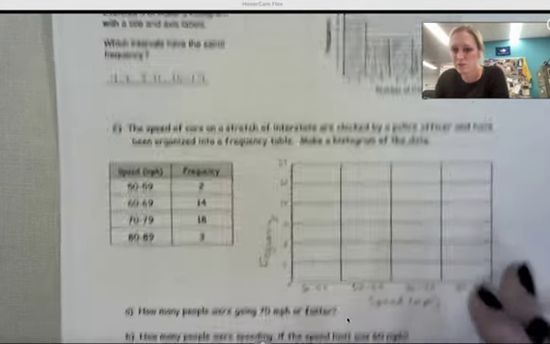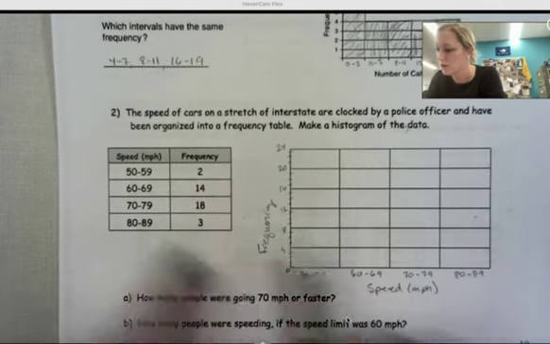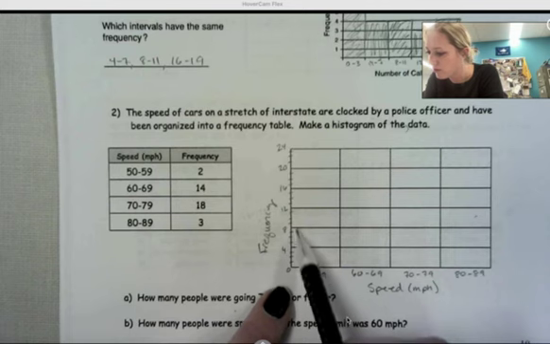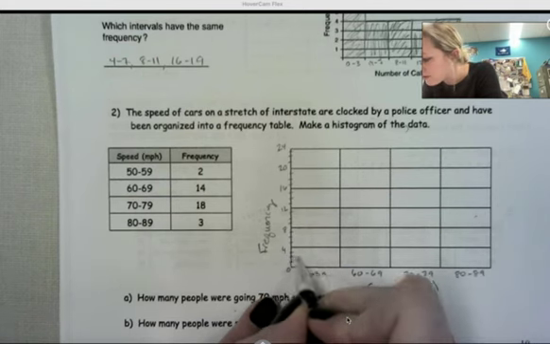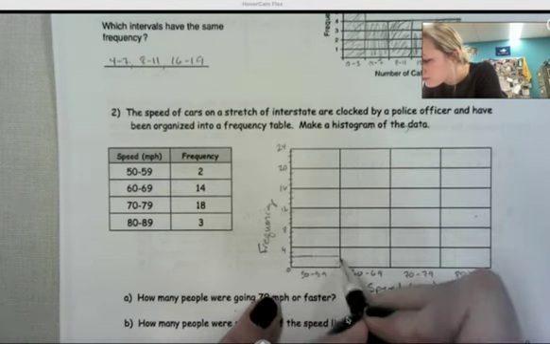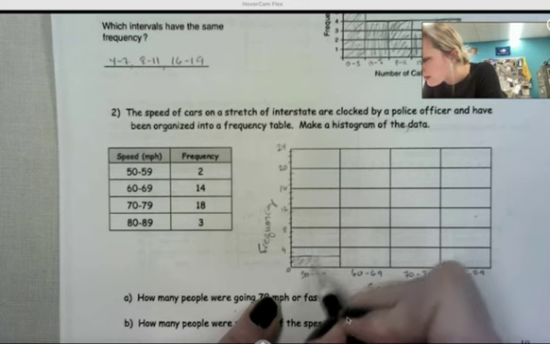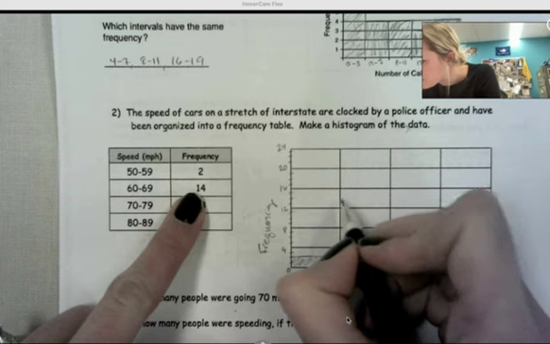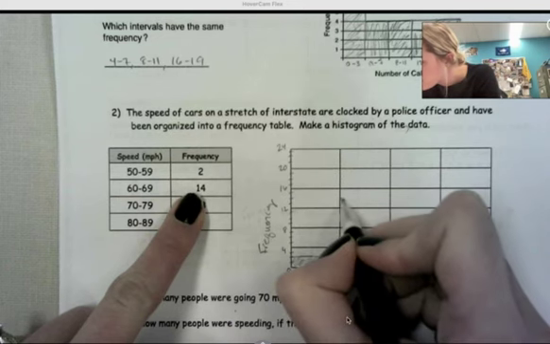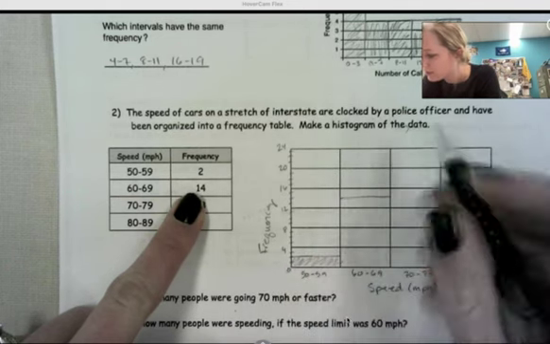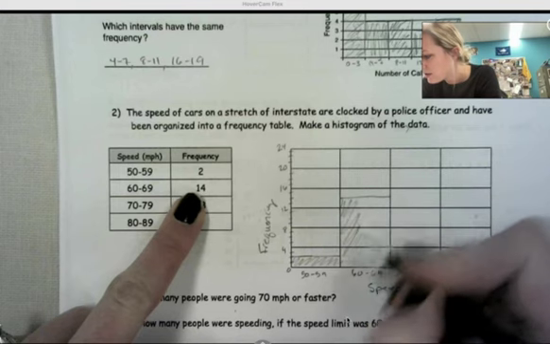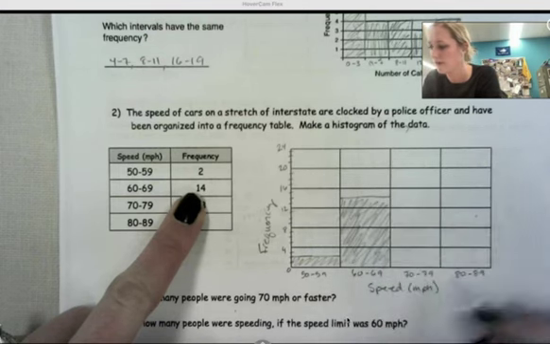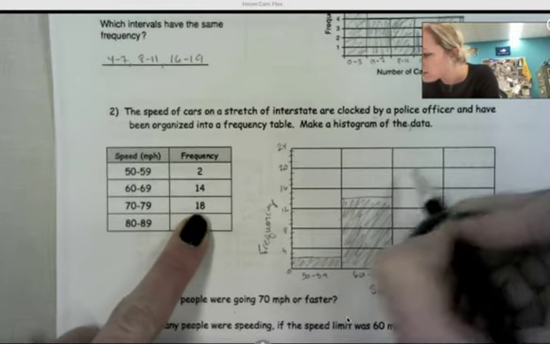Okay, so again, we're going to create some bars here. There are 2 people that got clocked going between 50 and 59. So here is 2. Then there's that bar. From 60 to 69, 14 people. There's my 14. Okay, from 70 to 79, there were 18.